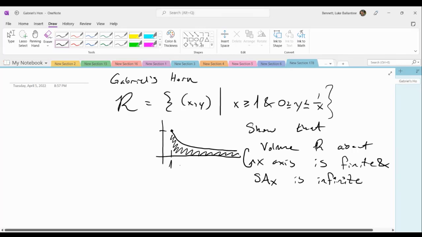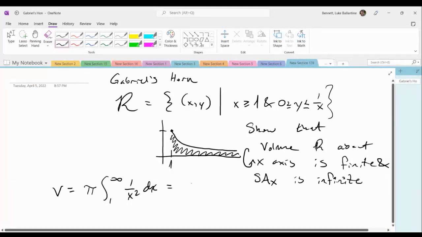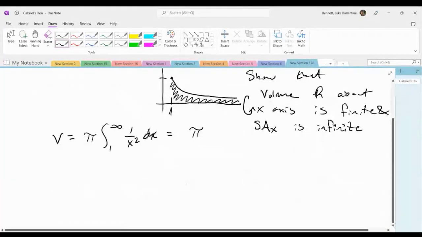So for the volume, this was from last exam. The volume would be pi times the integral from 1 to infinity of 1 over x squared, and you can see this is just pi. This was previous knowledge; we covered this maybe even in calculus 1. But for the surface area, remember the surface area about the x-axis is 2 pi times the integral from 1 to infinity of y ds. This is the formula. Let's calculate ds first.